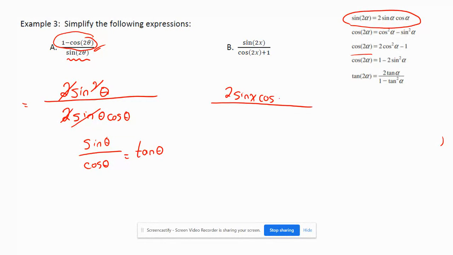Guys, it doesn't really matter what the variable is. I'm using an x in this example. I used a theta in this one. In your formula sheet, they use alphas instead. It is whatever your variable is. It doesn't matter. It's the same thing.